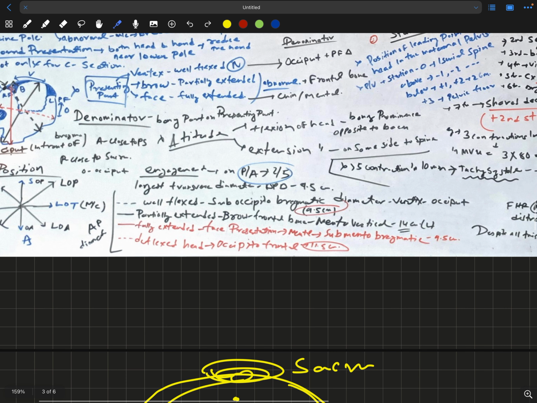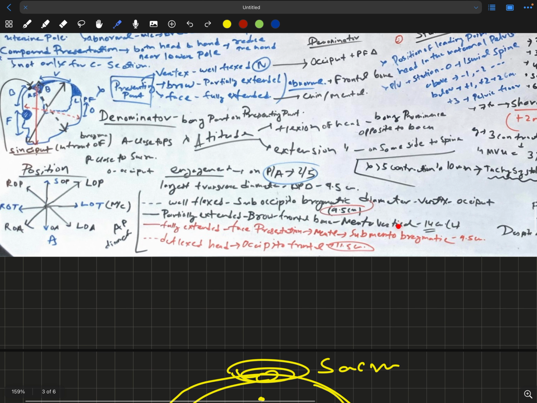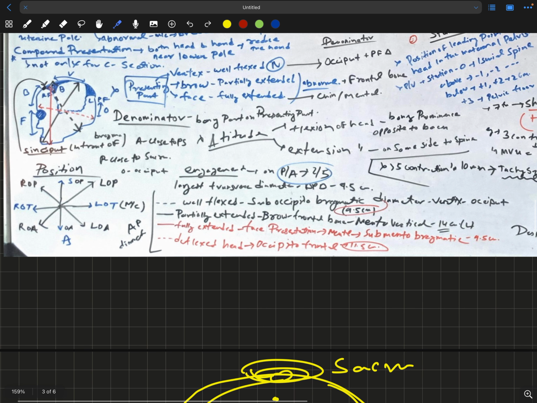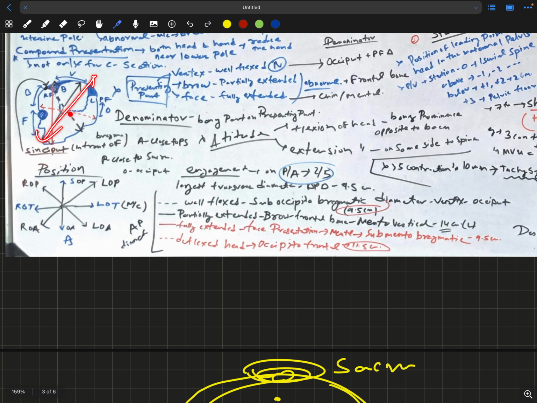Now I have to remember the lengths. I have told you the largest transverse diameter is the biparietal diameter, constant 9.5 cm, which always remains constant. The AP diameter is the one that changes according to the head position. So in partially extended, the brow presentation, frontal bone is the denominator, the mentovertical diameter is 14 cm, it is the longest. Mentovertical diameter is 14 cm, remember it.